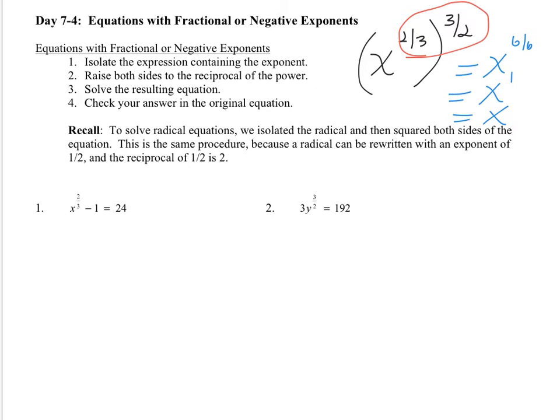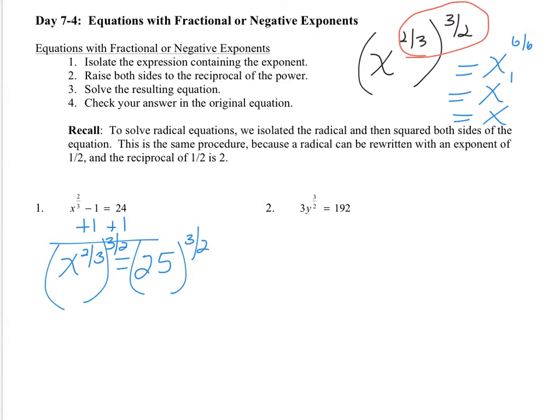First thing is I have to isolate the expression with the exponent, so I need to get x to the 2/3 by itself. So what I'm going to do is add 1 to both sides, and I have x to the 2/3 power equals 25. So now I'm going to raise both sides to the 3/2 power. On the left, I get x to the 6/6, which actually is x to the first, which is plain old x. And on the right, I just put it in my calculator. 25 raised to the 3/2 power, and I end up with 125.